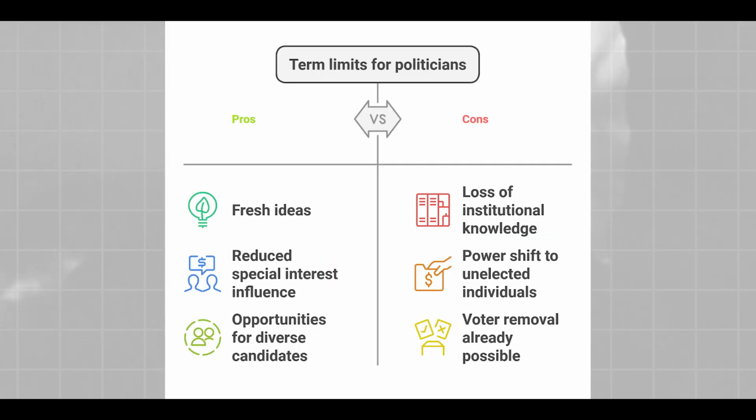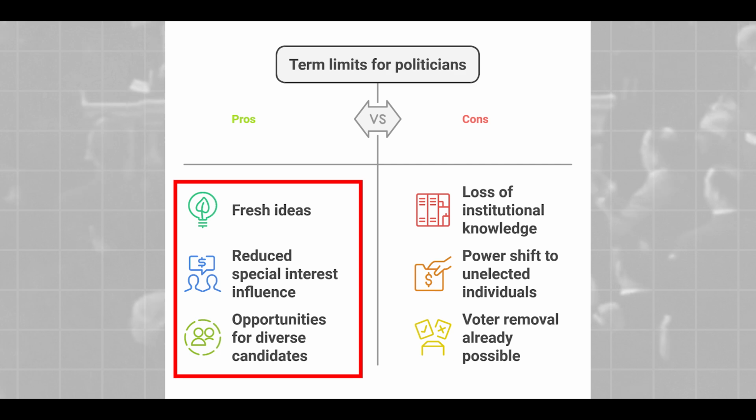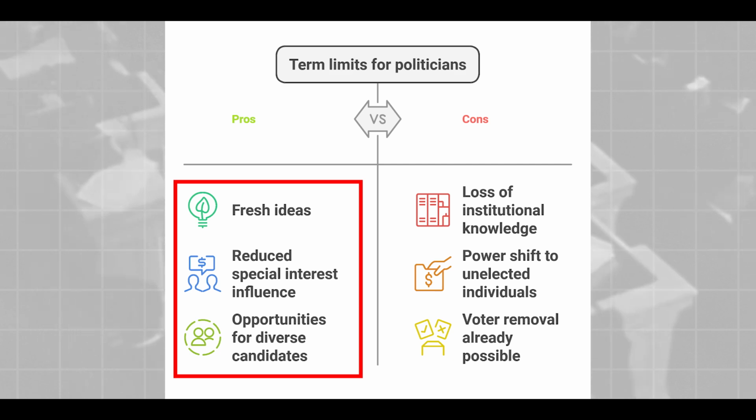So let's break this down. Why do so many Americans support term limits? Pros: first, term limits prevent career politicians from holding on to power indefinitely, and this can encourage fresh ideas and new leadership. Second, they are seen as a way to reduce the influence of special interest groups. If politicians know that their time is limited, they may prioritize public service over fundraising. And third, term limits could increase opportunities for younger, more diverse candidates to run for office.